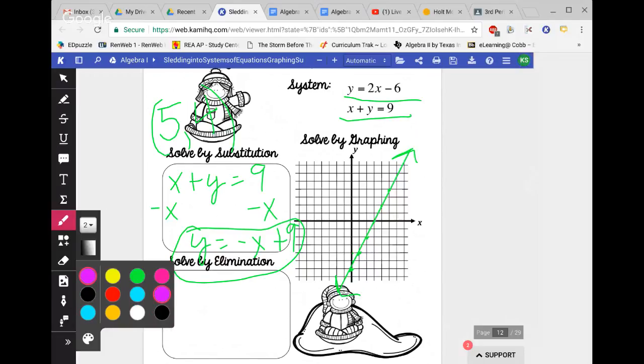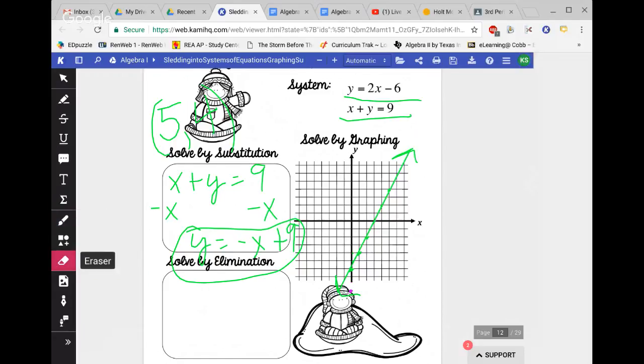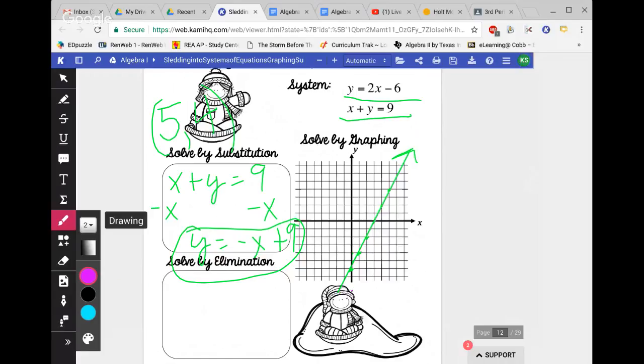Okay, so 1, 2, 3, 4, 5, 6, 7, 8, 9. I went in the negative direction, and I shouldn't have. My apologies. Because it's a positive 9. 1, 2, 3, 4, 5, 6, 7, 8, 9. So what's my slope on that one?